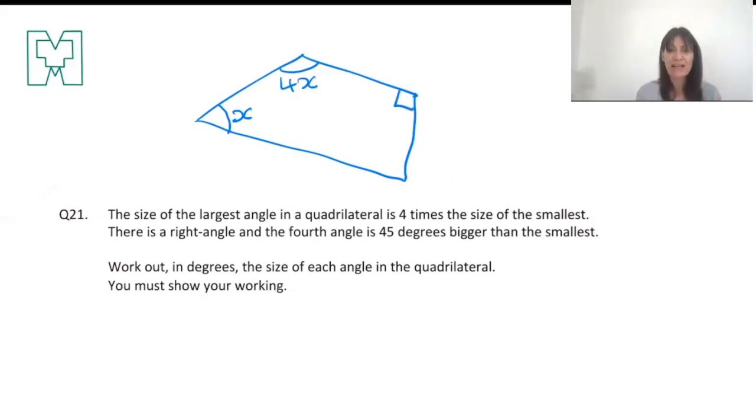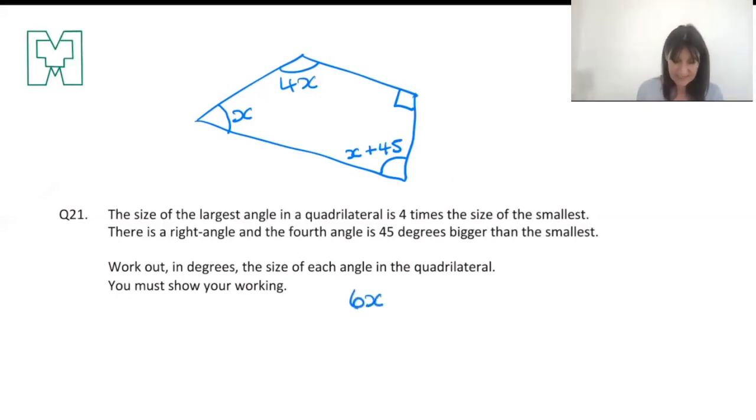And then the fourth angle is 45 degrees bigger than the smallest. Well, we know the smallest is X, and this is 45 degrees bigger, so I'm going to add 45 to it. And once I've produced that, I'm a little bit more in a comfort zone. I can see clearly what's going on. I've got to work out in degrees the size of each angle. There's a lot to do here, and I can't do it until I know what the X is. The X is going to be found through the fact that angles in a quadrilateral add up to 360. So I'm going to add up all my X's. I've got 4, 5, 6 X's.